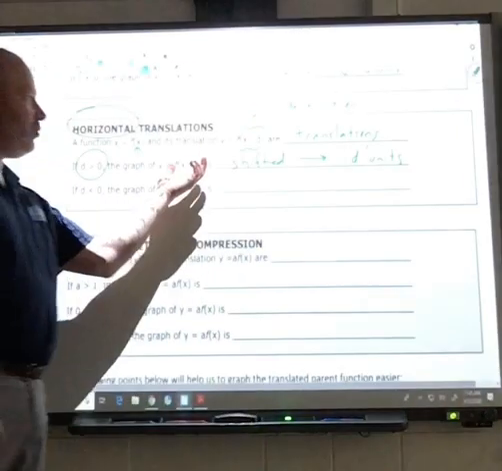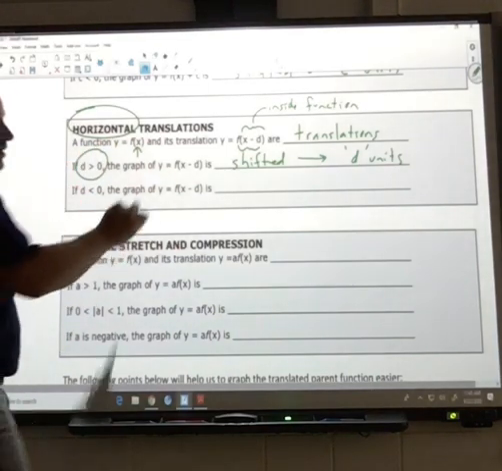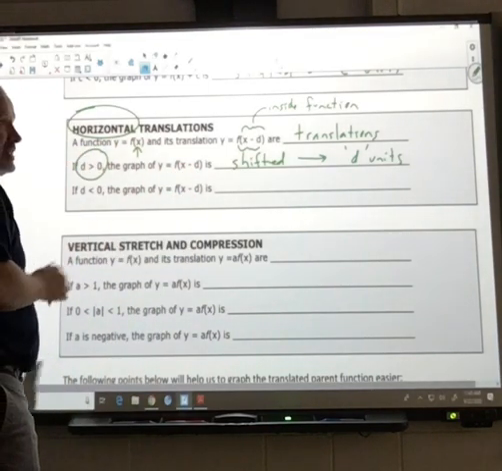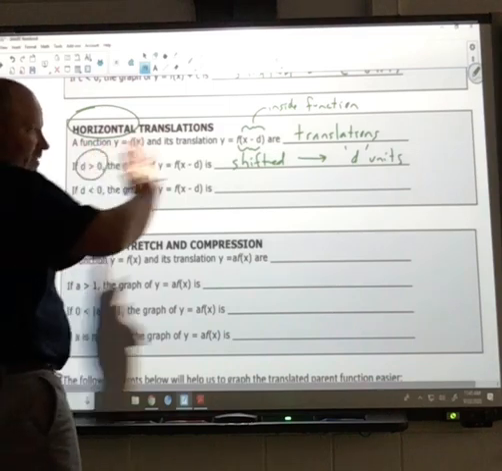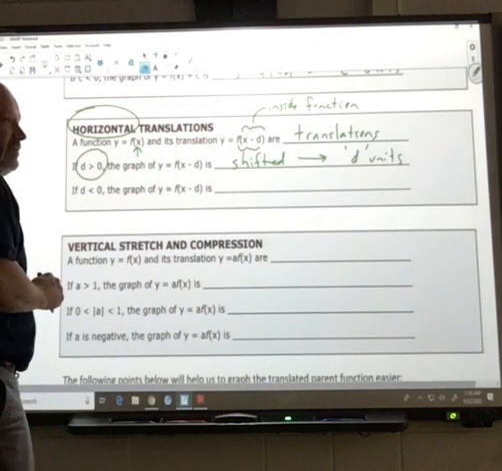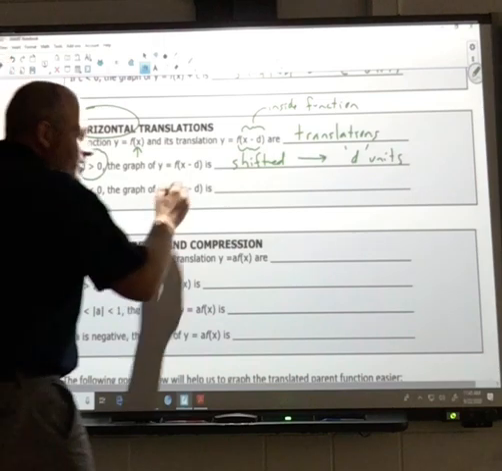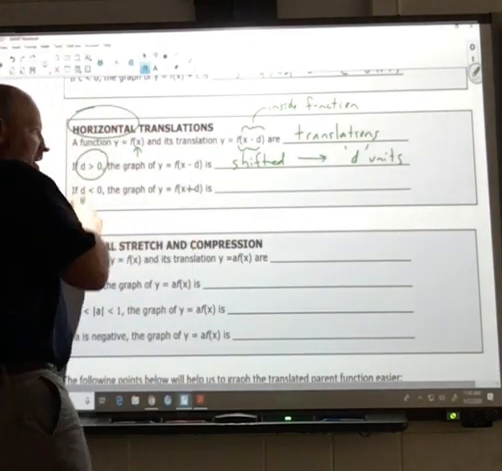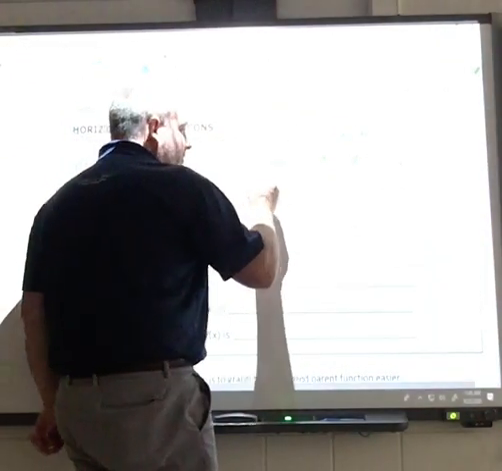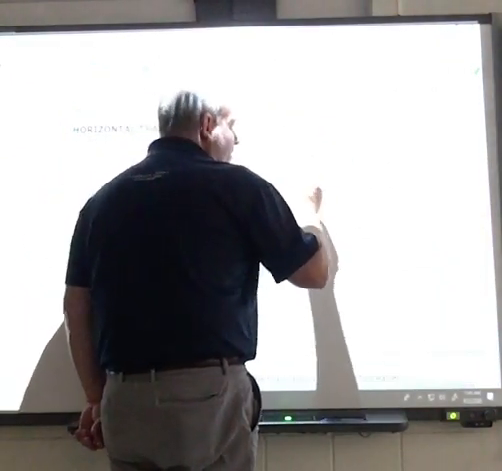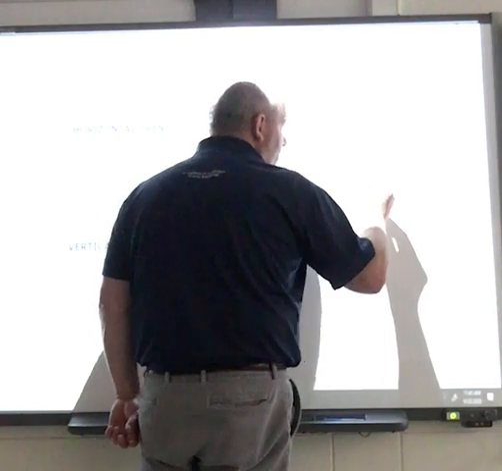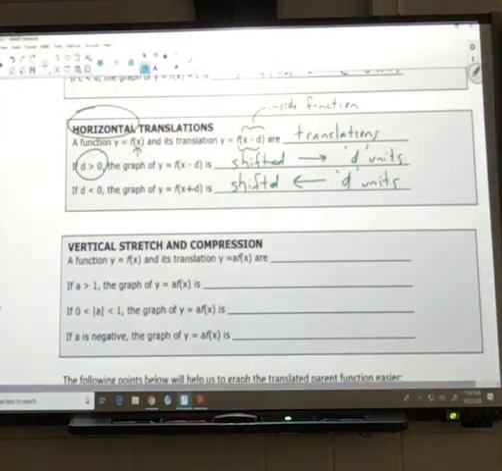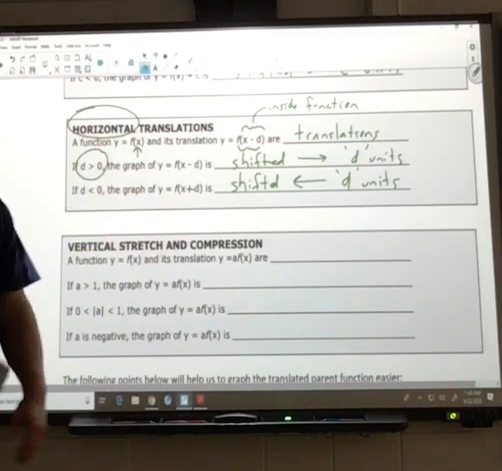So the way that it looks in the equation, it's opposite of what it is. If you see here, it looks like a minus d, and then it's greater than 0, so it's actually a plus d when we figure it out. It's shifted to the right. If the d value is negative, if this is like x plus d and you take it out and it becomes a negative value, then it's shifted this way, d units. So whatever it looks like in the equation for d, you do the opposite.